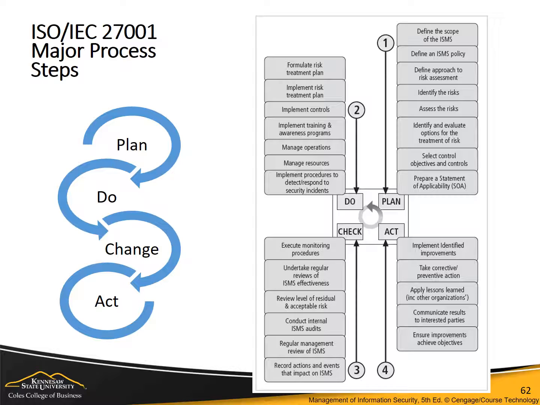The major process steps with ISO/IEC 27001 use the Plan, Do, Check, Act set of steps. So you plan it, you do it, you check it, you act upon it. Each step has clearly defined outcomes and deliverables. The process may continue again after taking action, with planning based on changing needs, then doing, then checking, then acting, and so forth.